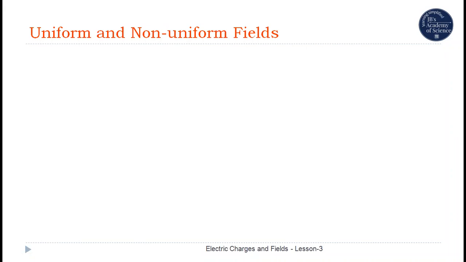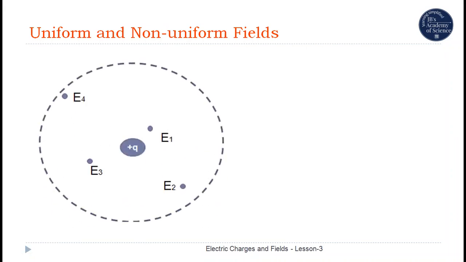Uniform and non-uniform electric fields. Consider the space around a point charge plus Q as shown in the figure. In this space, consider any 4 points at 4 different distances from this charge Q. Now, let E1, E2, E3, E4 be the electric field intensities at these points. What do you think about the magnitude of these electric fields? Are they same? Of course, they are not same because distance of the points is not same. Therefore, electric field also will be different.